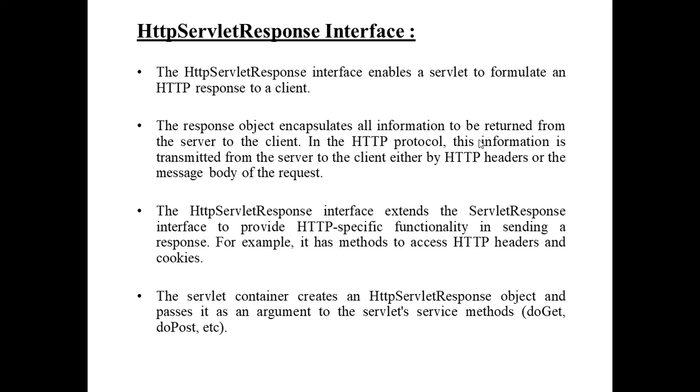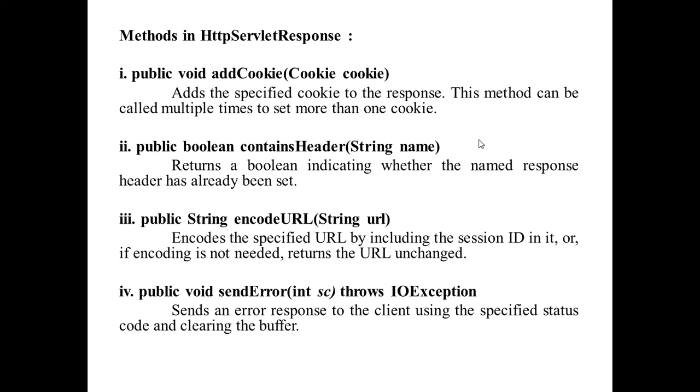The service method is used as a generic class method, and doGet and doPost are the methods of the HttpServlet class. Next are some methods of the HttpServletResponse interface. First method is public void addCookie. The parameter is a Cookie object. This method is used to add the cookie in the response.